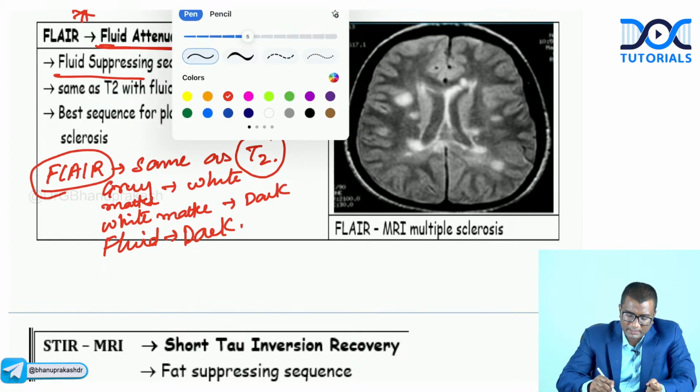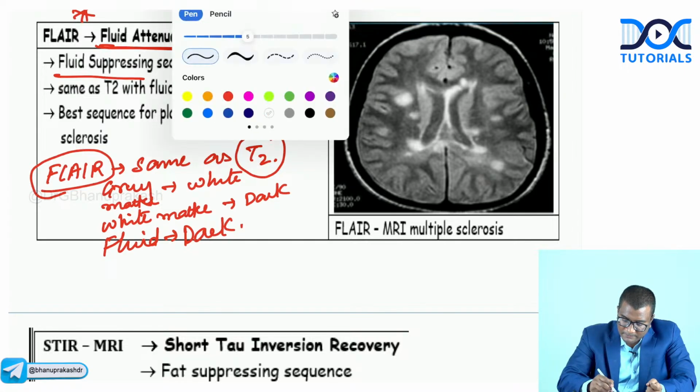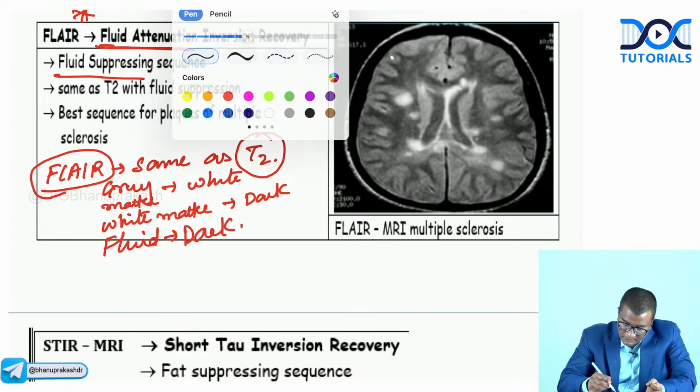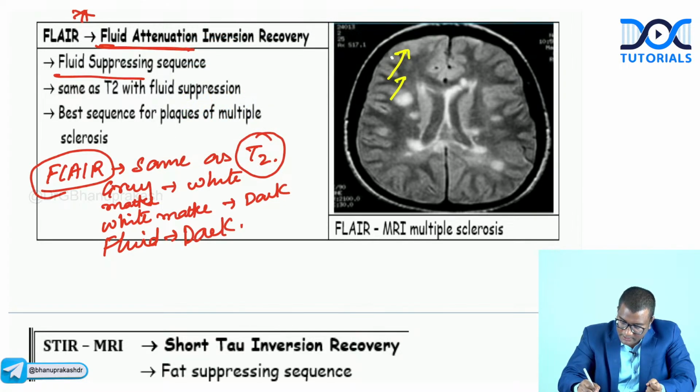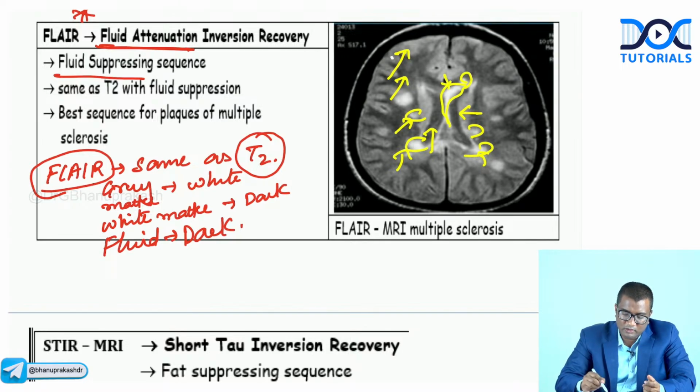So you can see the ventricles here, right? The gray matter is white. You can see here that the gray matter is appearing white, the white matter is black, but the CSF or the ventricles are dark. So it is fluid suppression that has happened, so that you can see this periventricular hyperintensities of multiple sclerosis. So you can see all this involvement of corpus callosum, septum pellucidum. So all of this is seen. So this is FLAIR MRI showing the multiple sclerosis, the best sequence for multiple sclerosis.